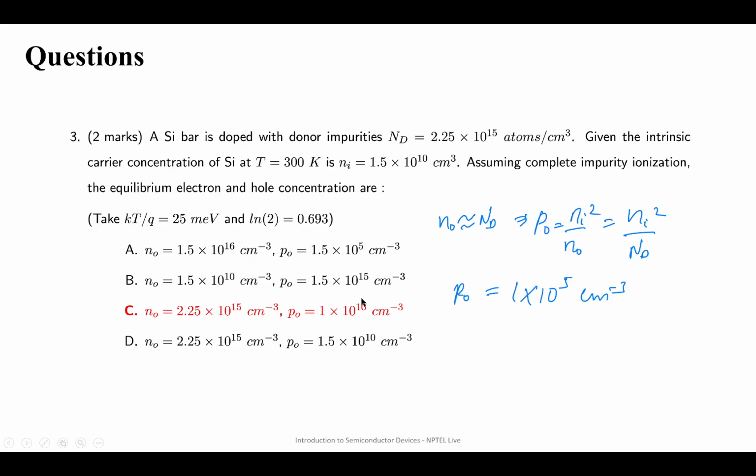I think there is some typo in the question. So P naught should be 1 × 10^5 per centimeter cube. N naught will be 2.25 × 10^15 per centimeter cube, which is equal to Nd. So N naught will be equal to Nd and P naught will be equal to Ni square by N naught, which is Ni square by Nd. That will come out to be 1 × 10^5 per centimeter cube. So this should be 10^5, not 10^10.